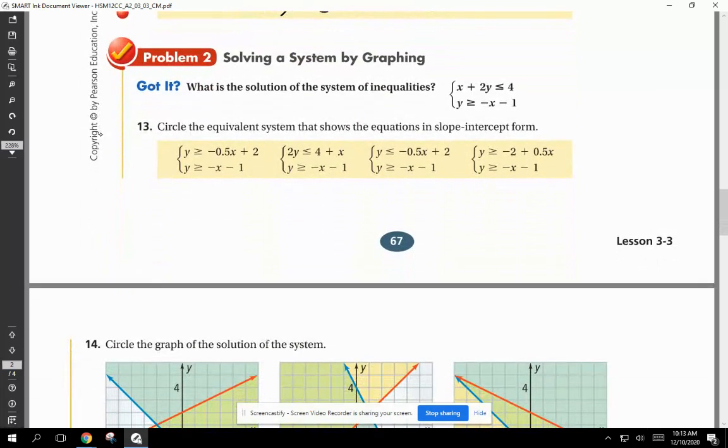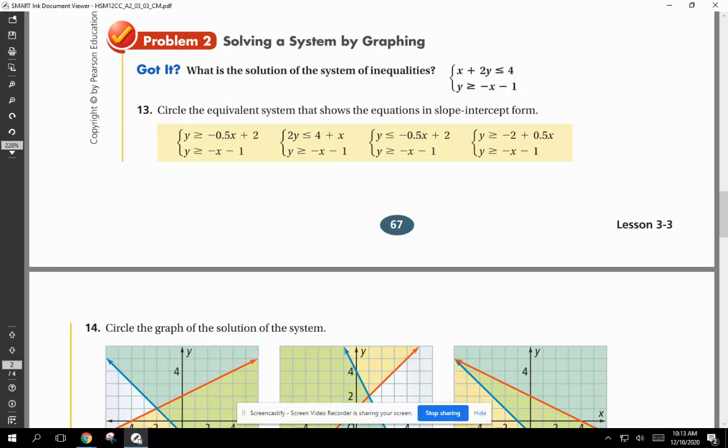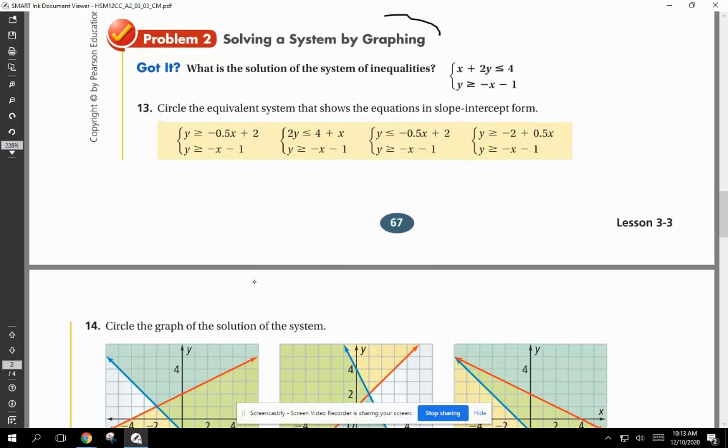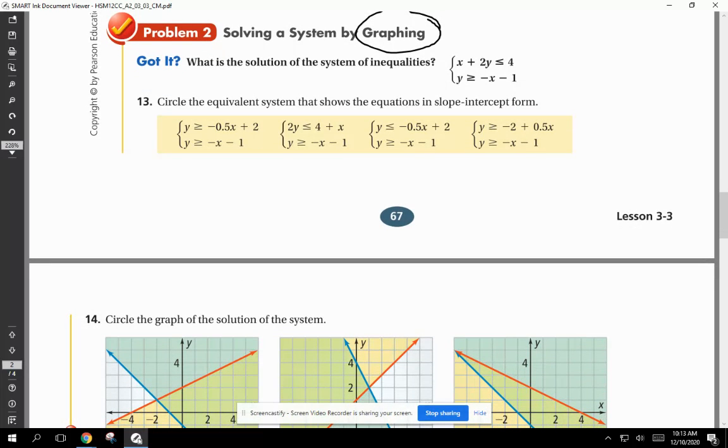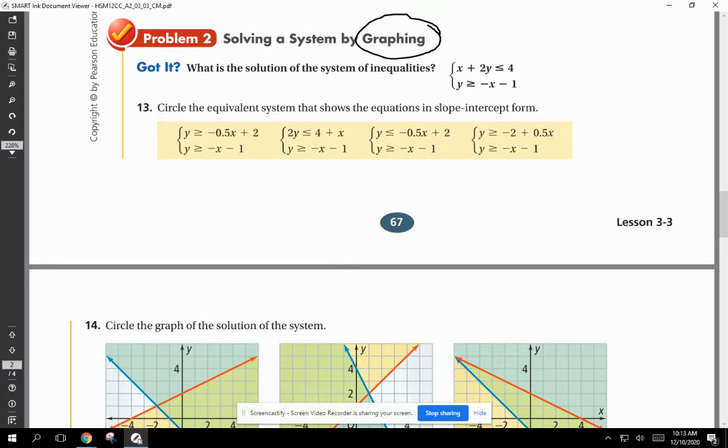Now we're talking about solving a system of inequalities by graphing. And this is one you're going to use a lot when we do Desmos. I want you using this all the time. This is the preferred method for you guys. Sorry about that. You're going to use Desmos. And I want you doing that because that's a real life situation where you're going to solve.